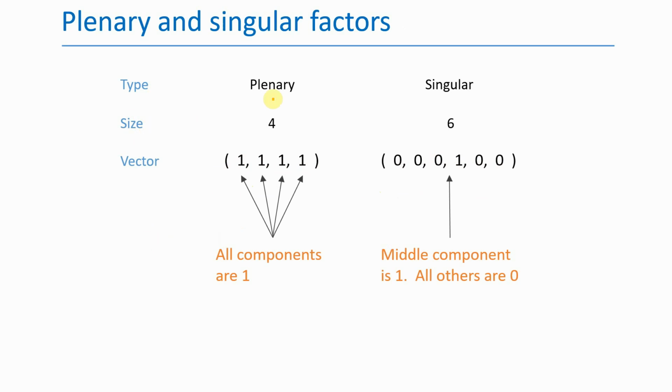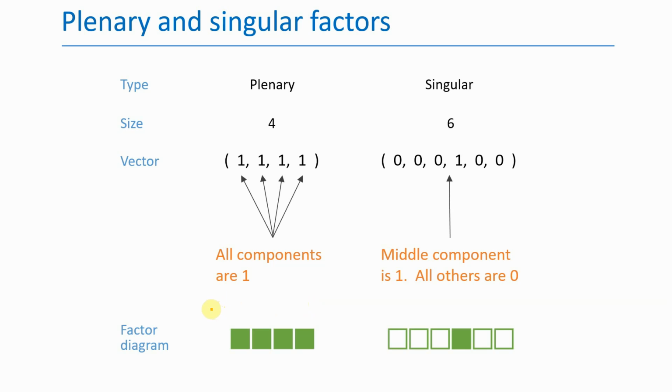The type can be either plenary or singular. In a plenary factor, all of the components are equal to 1, like the vector on the left, 1, 1, 1, 1. In a singular factor, a single one of the components is equal to 1, and all the other components are 0. By convention, we put the 1 in the middle, or if the size is an even number, then we'll put it just to the right of the middle. For now, we'll only consider factors that fit one of these two formulas. There do exist other variations of singular and plenary factors, but those won't come until much later on.